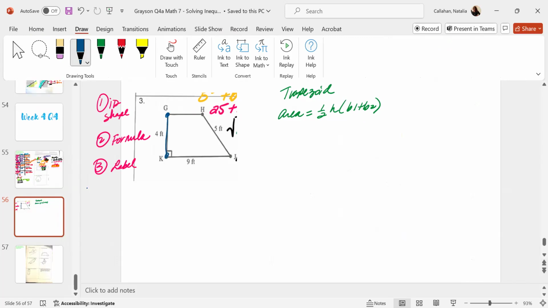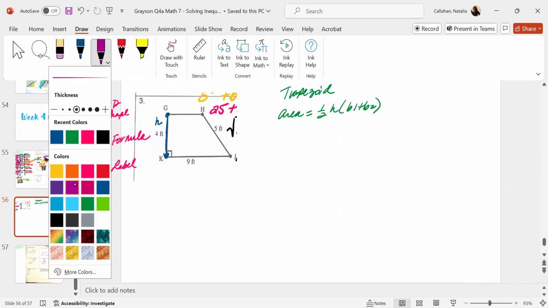What's this part right here? What is that called? It's either base 1, base 2, or height. Which one do you think that is? Good. Now label your base 1, base 2.